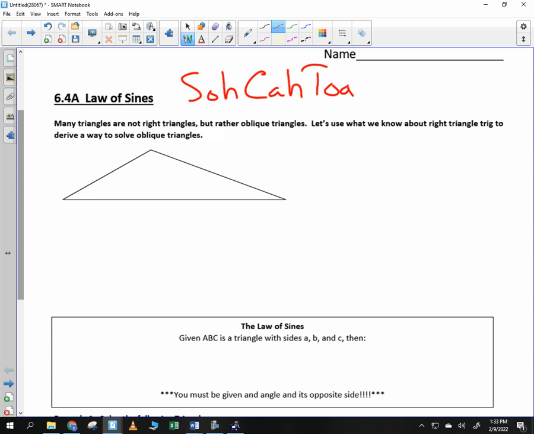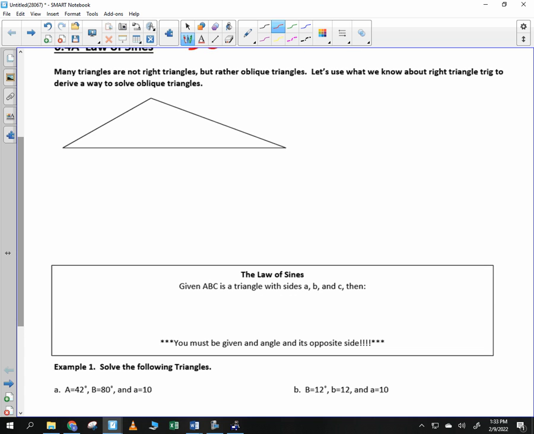SOHCAHTOA, remember it? So that only works when you have what kind of triangles? Right triangles. So what happens if we don't have a right triangle? Awesome. A squared plus B squared equals C squared is the Pythagorean theorem. Only works with right triangles. What happens if we don't have a right triangle? And so let's see.